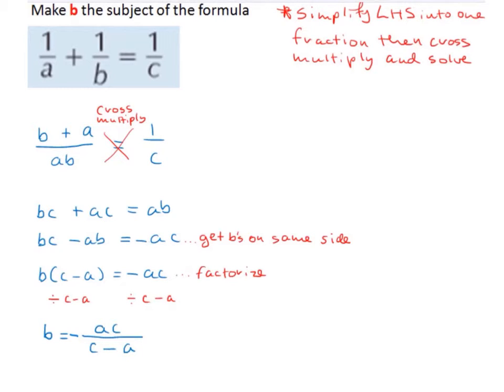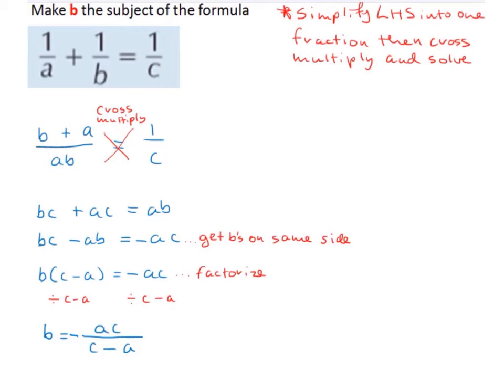Now what I want to do is get all the B's on the same side. So BC is already on the left, so that just stays as it is. And AB is going to come over the equal sign and become minus AB. And AC is going to go over the equal sign and become minus AC. So now we have the B's on the left.